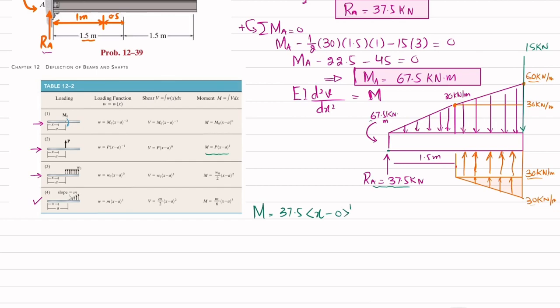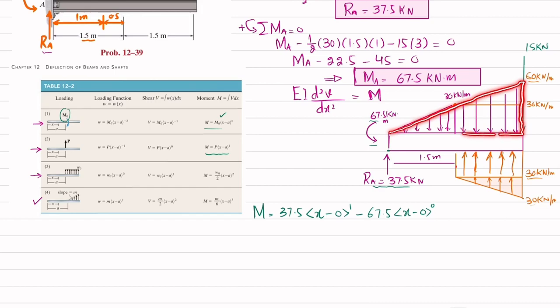Now we'll take this moment, which is this one, and the moment equation will be this one. Okay, since this moment is clockwise, so this is positive, and here the moment is counterclockwise, so it will be negative. So minus 67.5 into x minus a, which is again 0, because the moment is acting over here. Clear? So a will be equal to 0. So x minus 0 power 0.